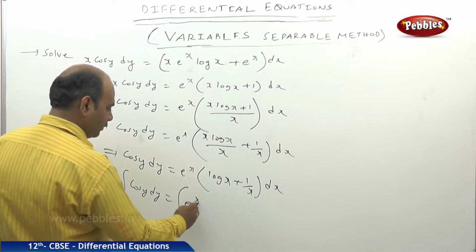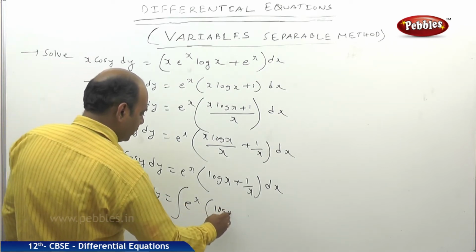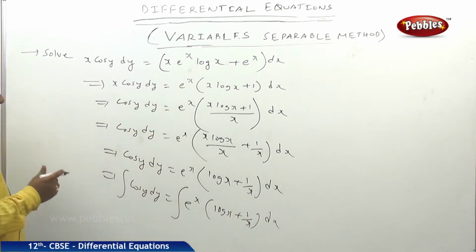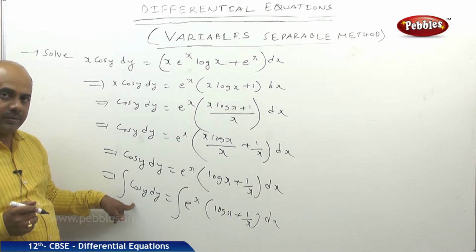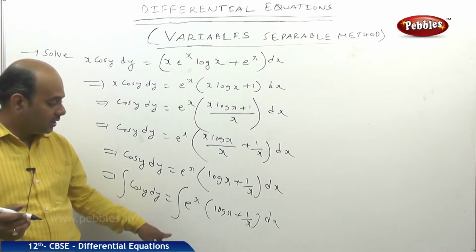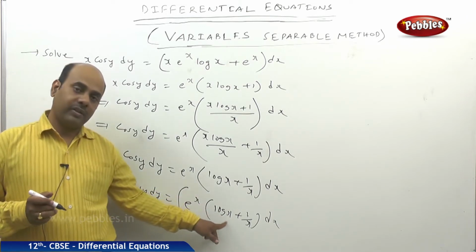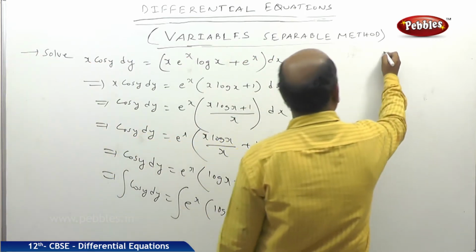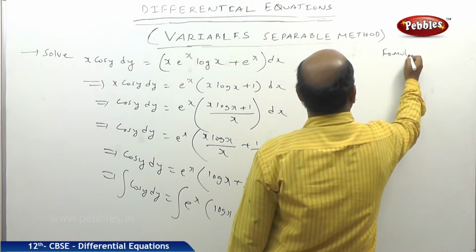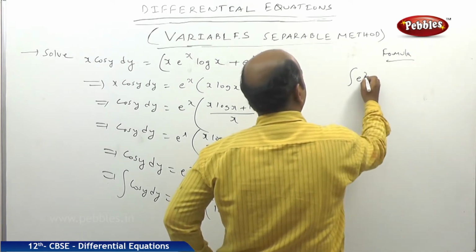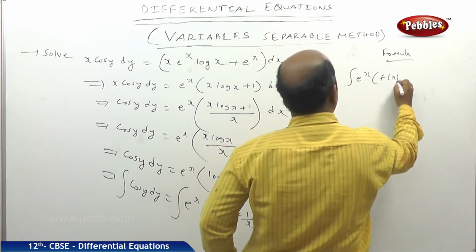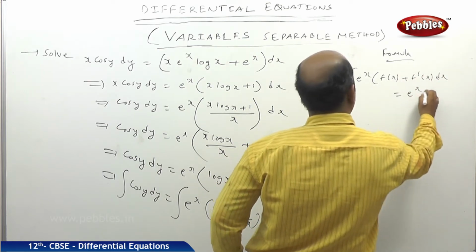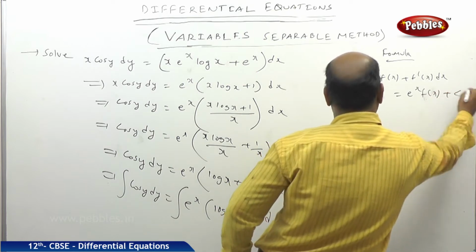So the integral of e^x (log x + 1/x) dx. If you observe carefully, the integral of cos y is sin y, and the integral of e^x (f(x) + f'(x)). There is a formula, here I am writing that formula. What is that formula which we have done in indefinite integration? The integral of e^x (f(x) + f'(x)) dx is equal to e^x f(x) + c.